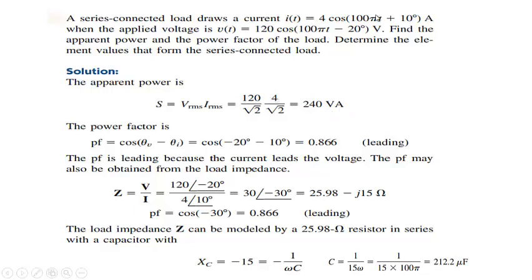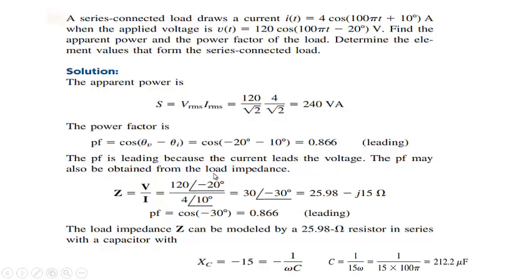The power factor is cos of theta V minus theta I. Theta V is minus 20 degrees. This is 10. That is minus 30 degrees. So it comes out to be 0.866 leading. Why is this leading? Because this current leads the voltage by 30 degrees. You can see over here, because the current has a plus 10 and voltage is a minus 20. The power factor is leading because current leads the voltage.